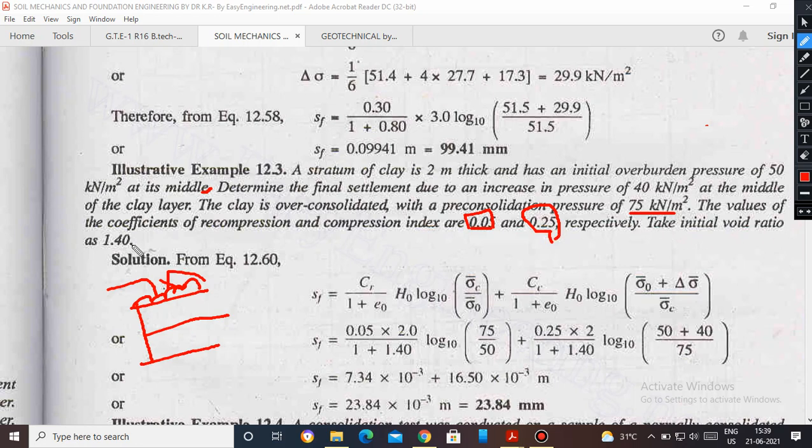Take an initial void ratio as 1.40 for the soil mass. The initial void ratio present in the soil mass, we are taking this value as 1.40.